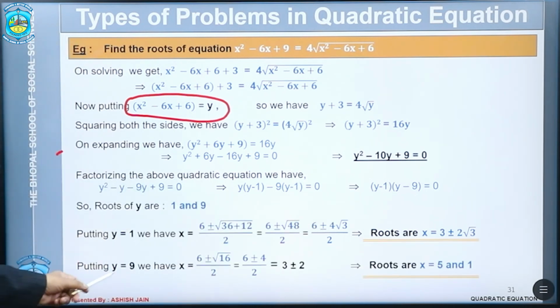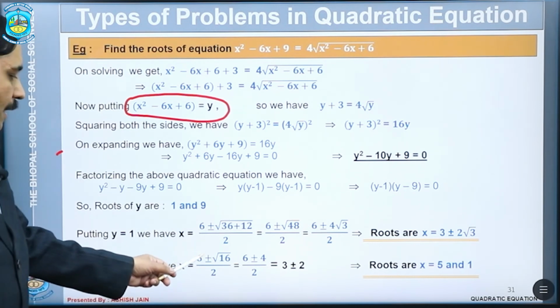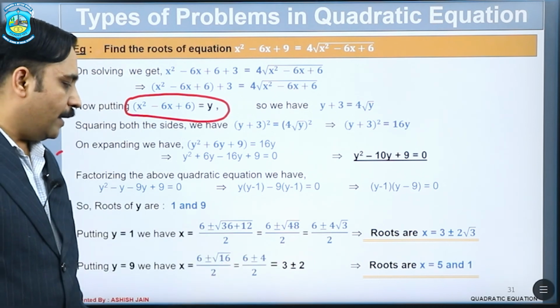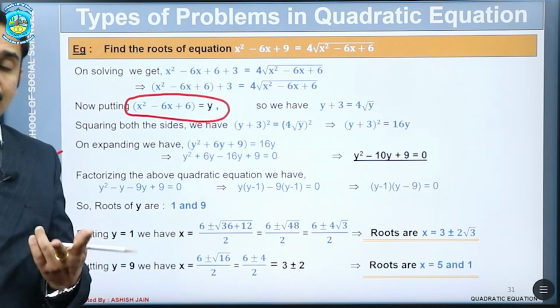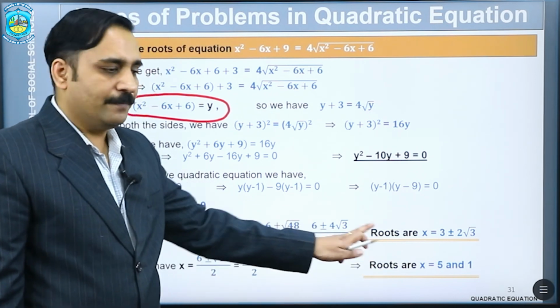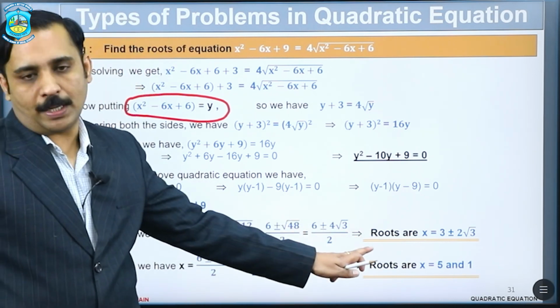From the second, we have x is equal to 6 plus minus root 16 by 2. On solving further, we have the value as 3 plus minus 2. That means we have two values of x. If we use the plus sign, the value is 5. If we use the minus sign, the value is 1.